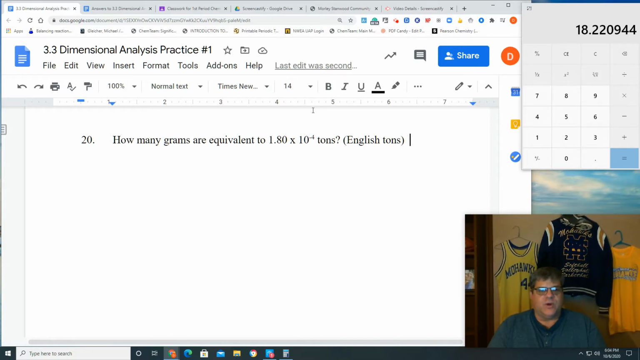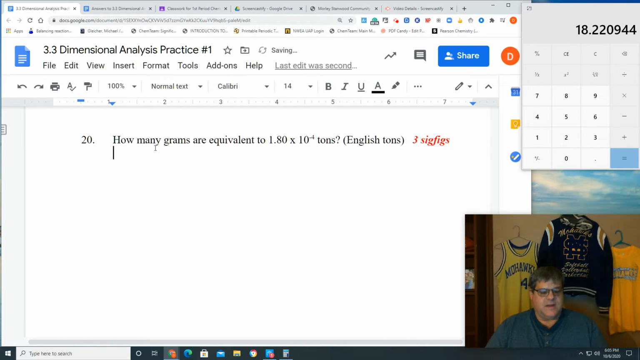So we're doing question number 20 here, and it reads, how many grams are equivalent to 1.80 times 10 to the negative 4 tons? And those are English tons. So we've got to know how many grams, so we have to go from the English system to the metric system. The only number that we have in here is this number right here, so we look at the number of significant figures. There it is. We're going to have 3 significant figures.